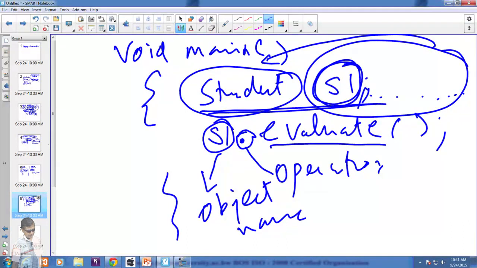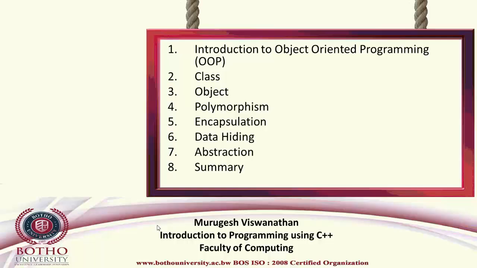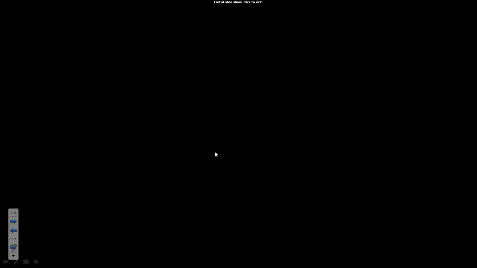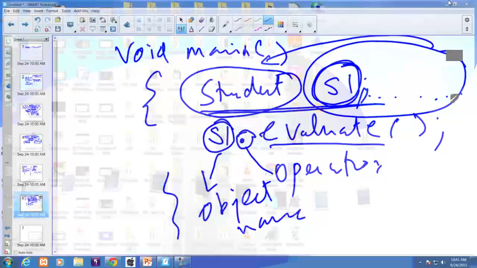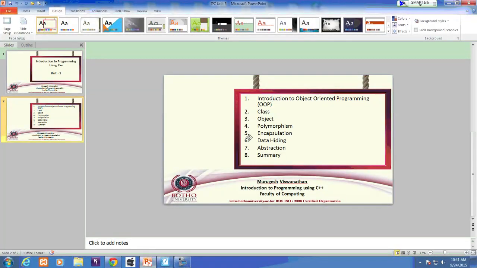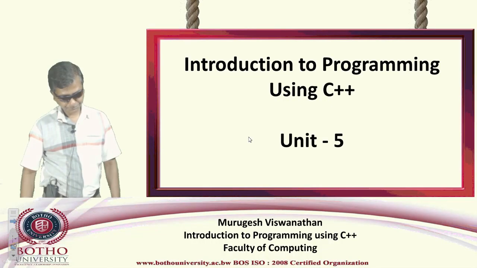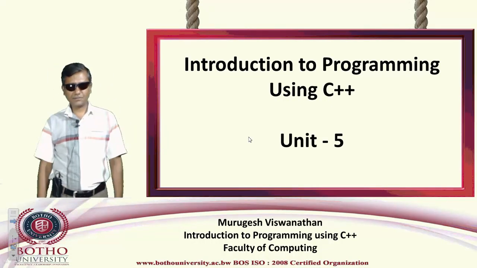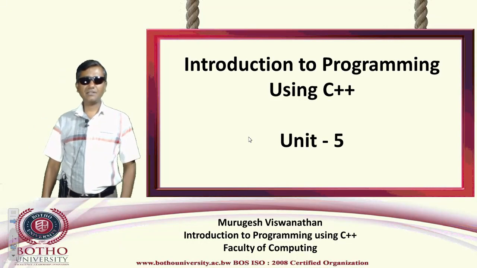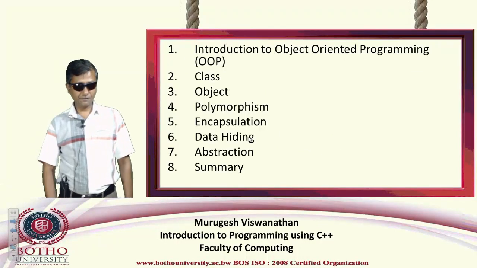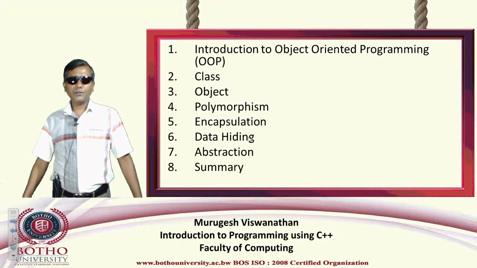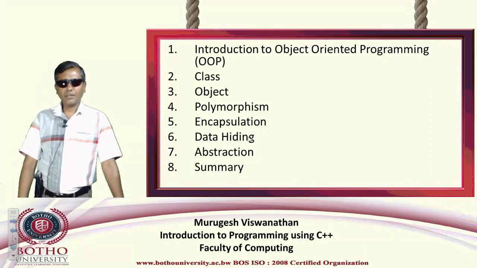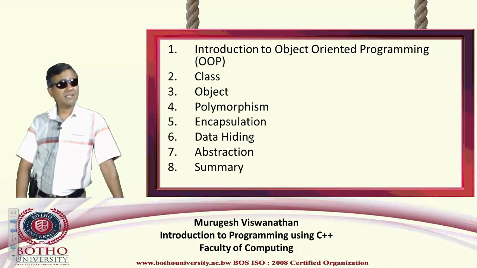So I think we have come to the end. The last one is abstraction. What is abstraction? Abstract means not defined fully. When you do research work, you are asked to submit an abstract. Abstract is just a plan.